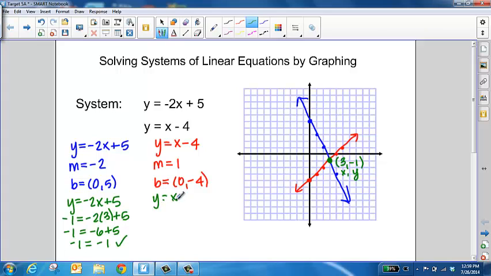And then we just move on to the second one, and we check our intersection point here as well. So again, you want to substitute in negative 1 for y, we're going to substitute in 3 for x, and 3 minus 4 does give us negative 1, so it also works in the second equation. So therefore, the point (3, negative 1), where those two lines intersect, is a solution to that system of equations.